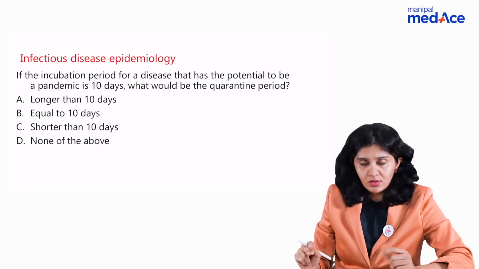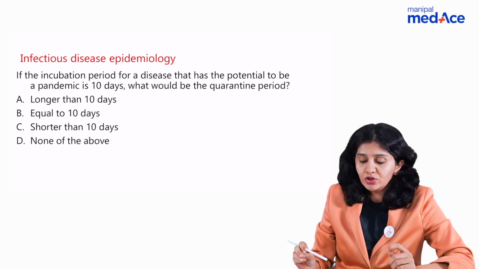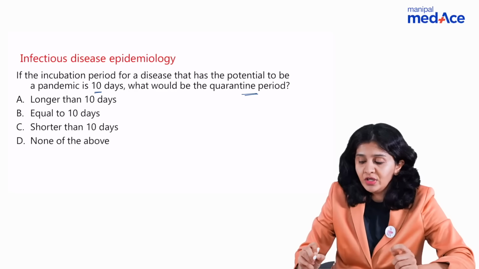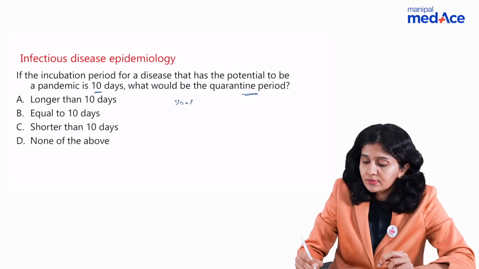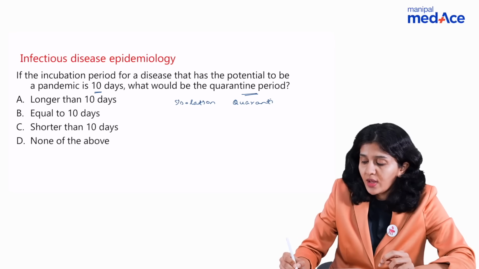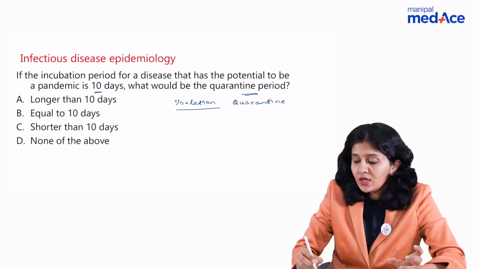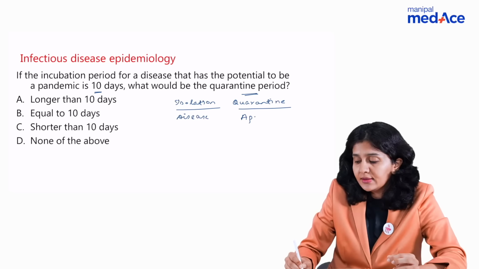Moving on to another question from infectious disease epidemiology. If the incubation period for a disease that has a potential to be a pandemic is 10 days, what should be the quarantine period? All right, so we need to understand two terminologies, isolation and quarantine, right? What is isolation? And what is quarantine? Isolation is the person is already having the disease, okay? He is a diseased individual already. Whereas quarantine is apparently healthy. He might be exposed, but he is apparently healthy, right?